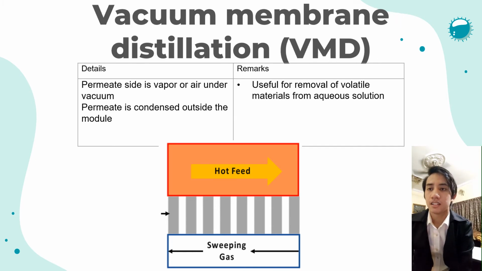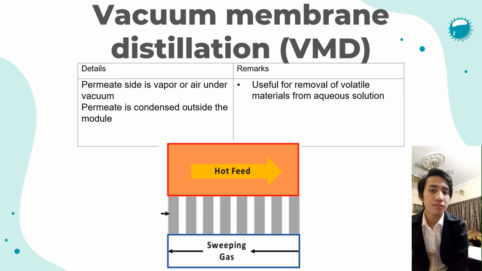And last is vacuum membrane distillation (VMD). In this configuration, vapors on the permeate side are removed by applying a vacuum, as illustrated below, and condensed outside the module. The vacuum applied on the permeate side is lower than the saturation pressure of volatile molecules to be separated from the feed solution. This configuration is useful when volatiles are being removed from an aqueous solution.